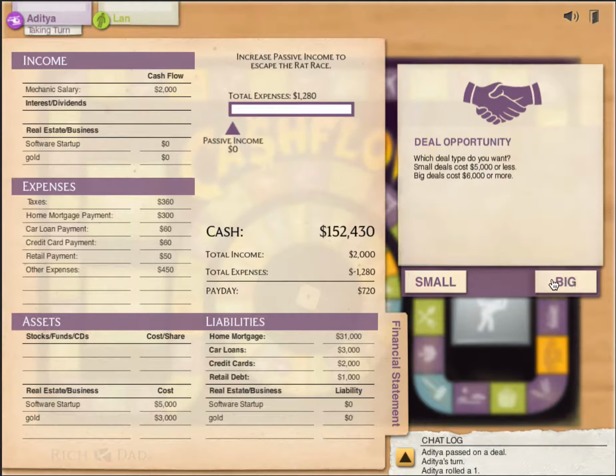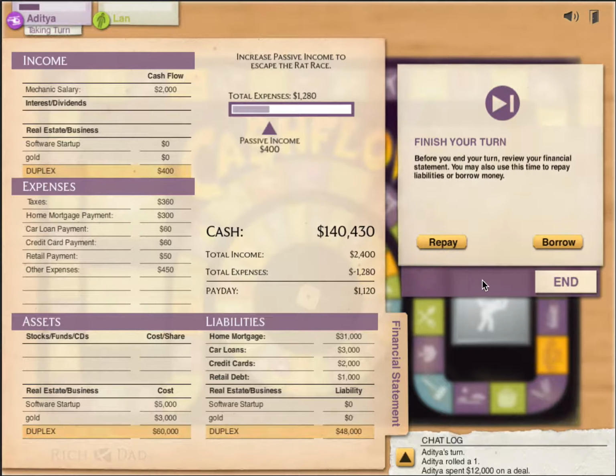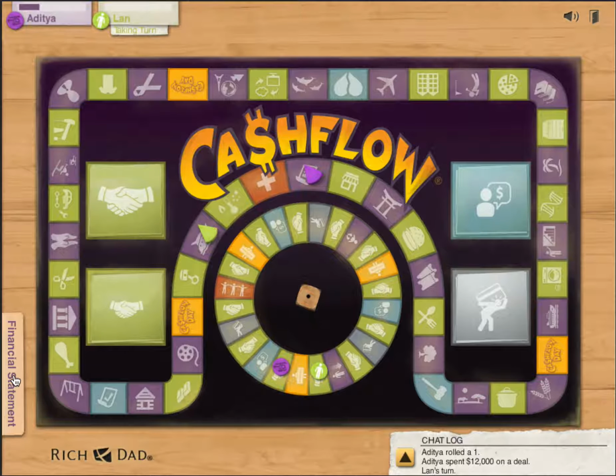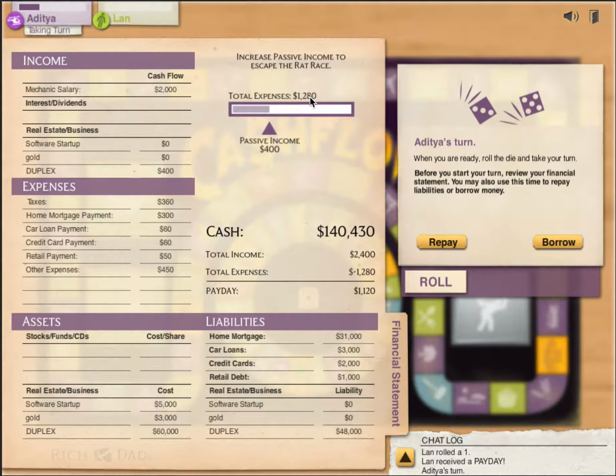And let's look for another big deal. Let's see what we can get. For $12,000, we can get 400 in cash flow, which is much better than getting 800 in cash flow from 160,000. So that's a good deal. So we took that one and we got 400 in passive income now. And let's go ahead and end our turn. And we'll look for some more big deals in order to exceed our real goal of having at least 3,000 in passive income, even though we only need 1,280 to actually move to the big circle.